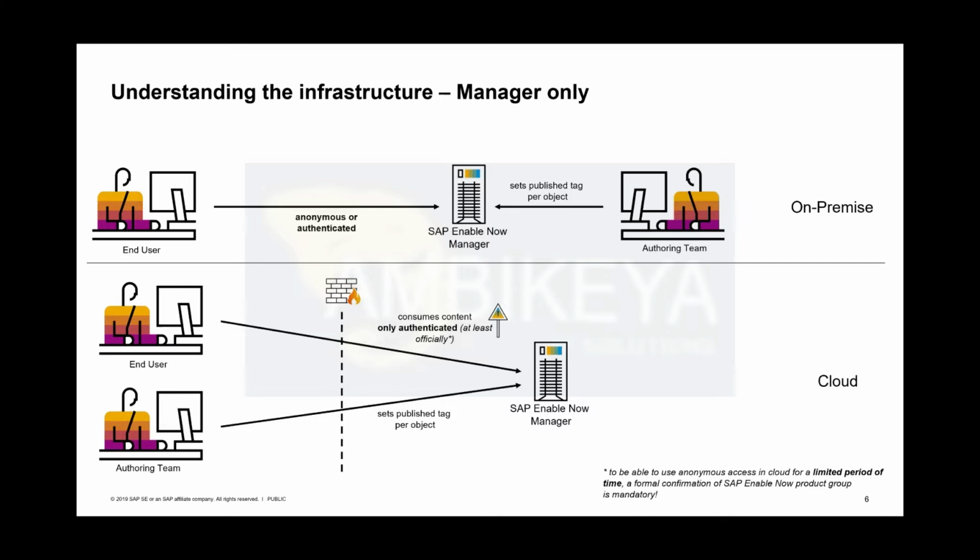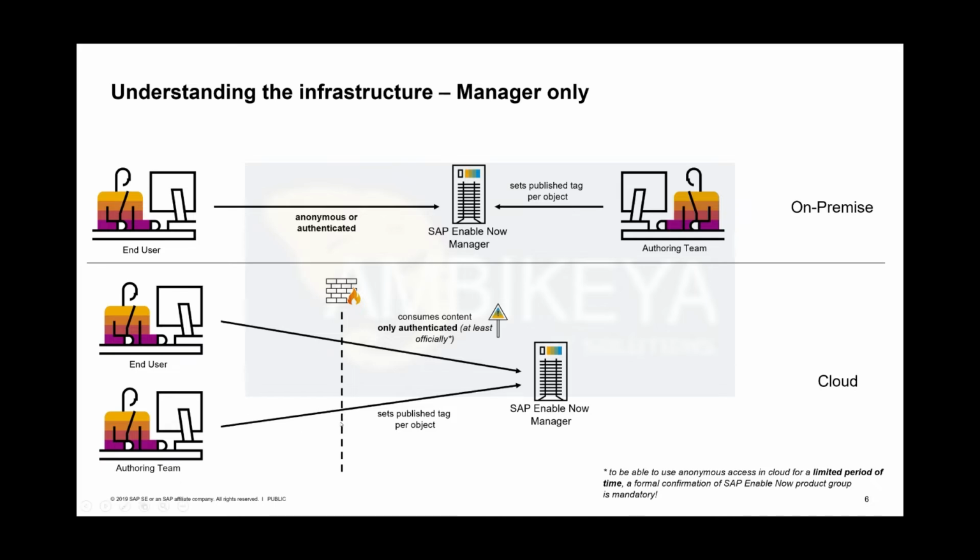And the authoring team on the right sets the famous publish tag. That means the authors, based on their specific permissions, decide which version of which object is exposed to the outside world, to the end users. And this does not necessarily have to be the latest version of an object, which is a big benefit of the manager-only infrastructure. There will be another slide, the next slide basically, that we're going to have a closer look at.